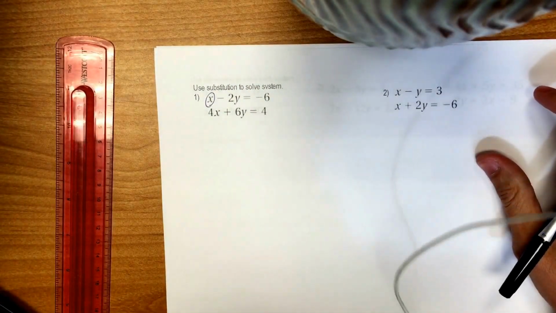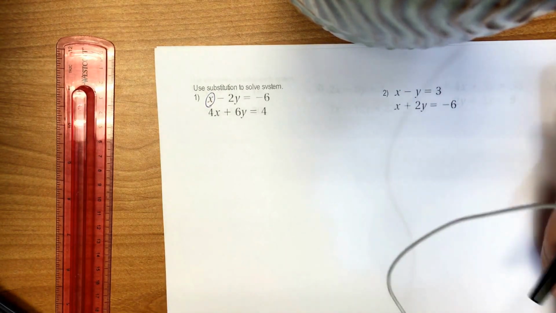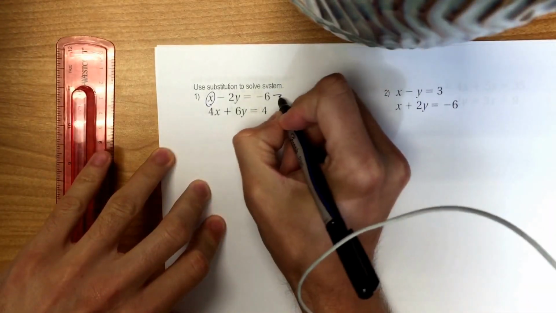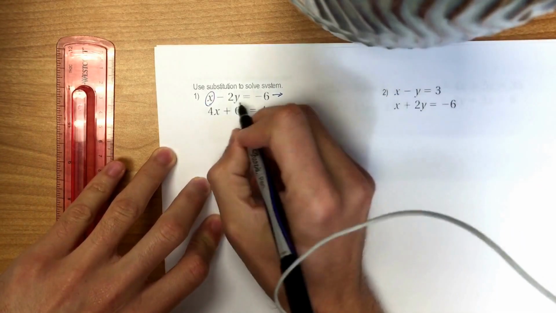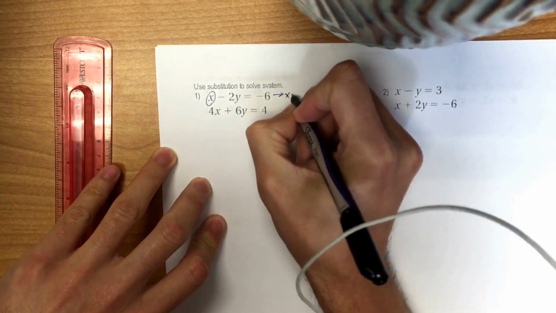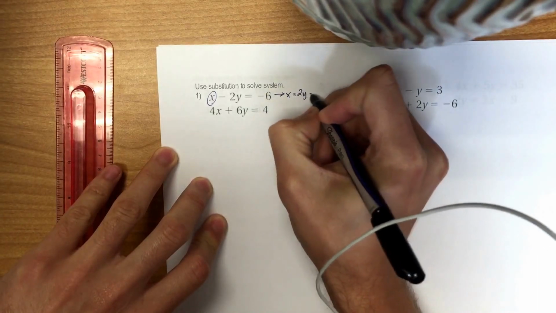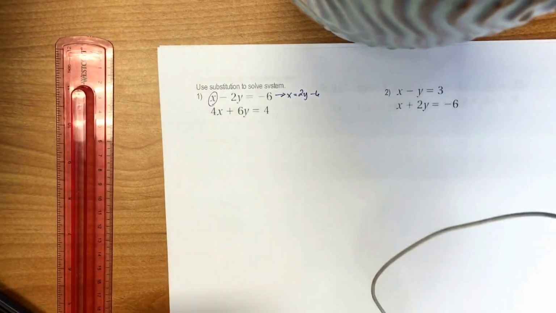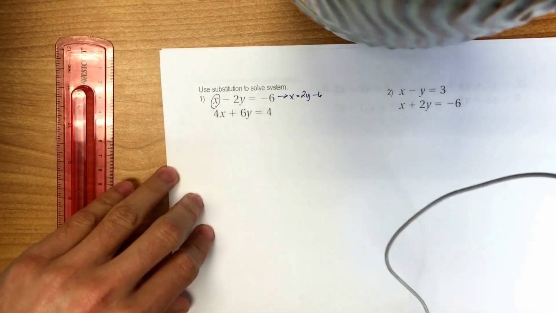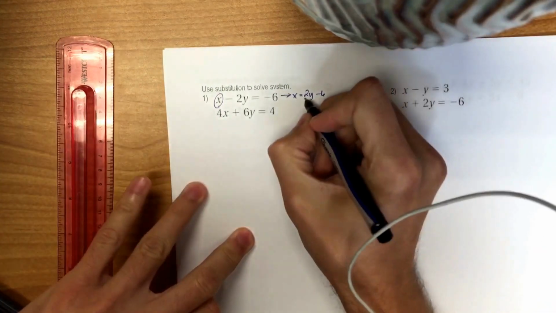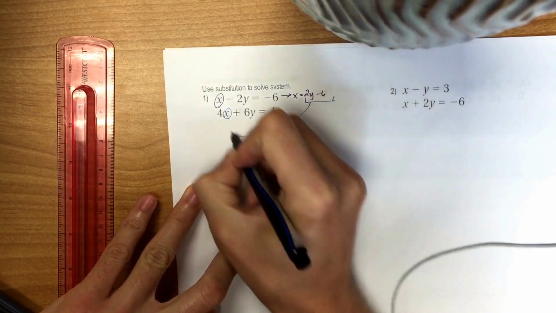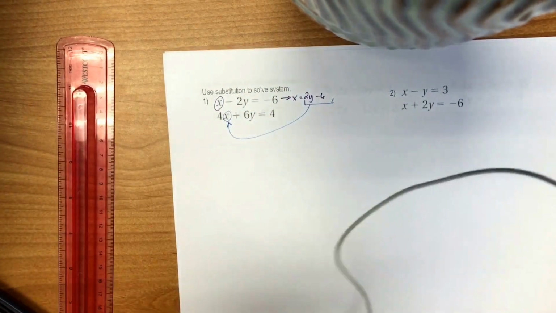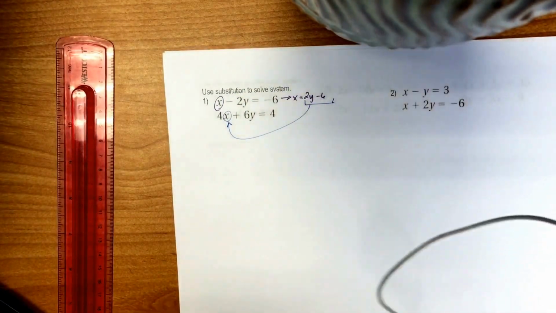That's a good sign. So what I'm going to do is solve the top equation up here. I'm going to solve it for x. So I'm going to get x by itself. So if I add 2y to both sides, I get x equals 2y minus 6. So what that means is I can now take this 2y minus 6 and I can plug it in for the x down in the second equation. So let's do that and see what happens.